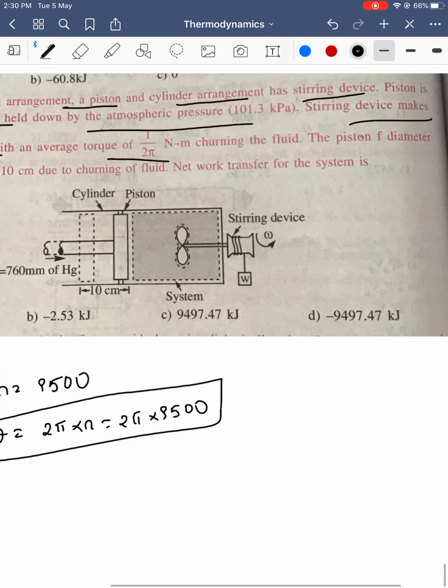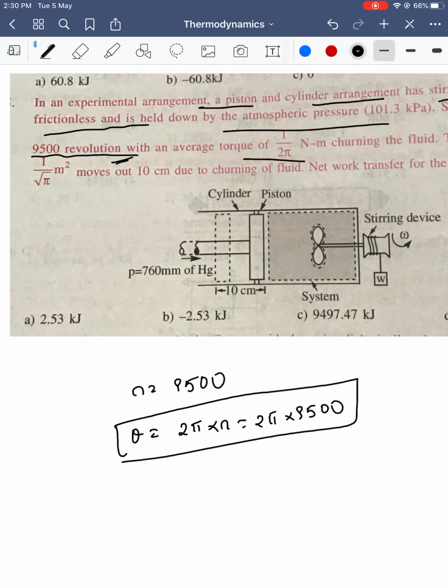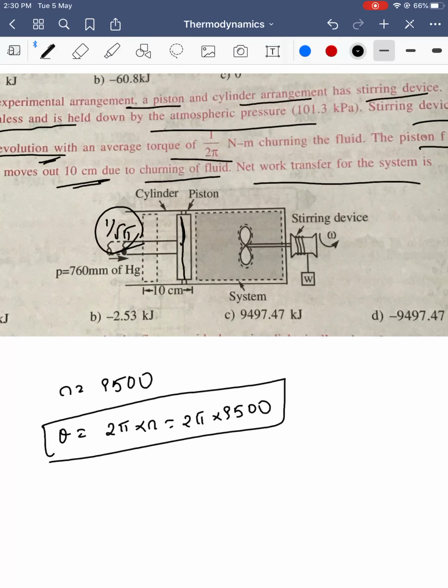Now the churning fluid, the piston has a diameter. What is the diameter? 1 by root pi. The piston moves 10 centimeter due to the churning of the fluid. So due to churning of the fluid, it has travelled 10 centimeter. What is the net work transfer to the system?